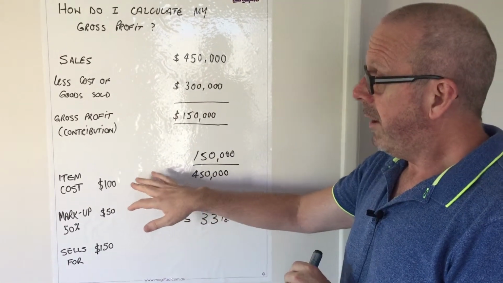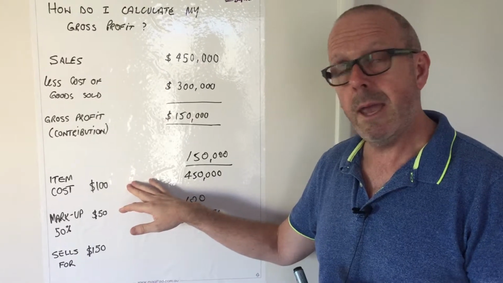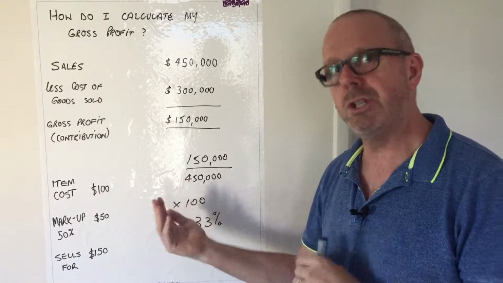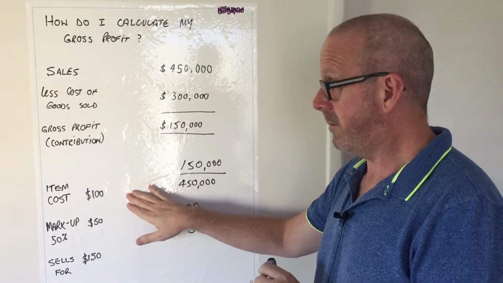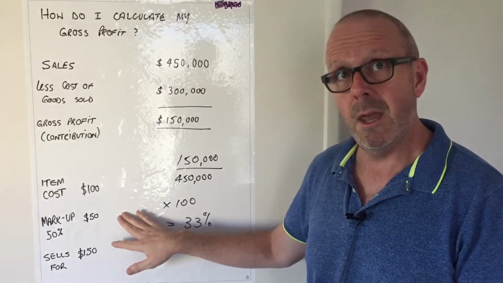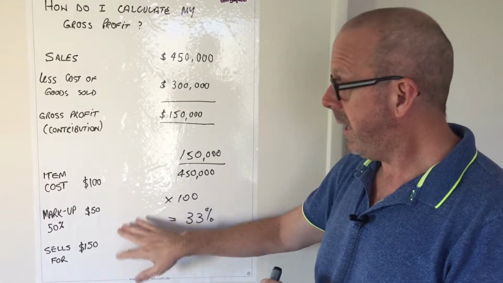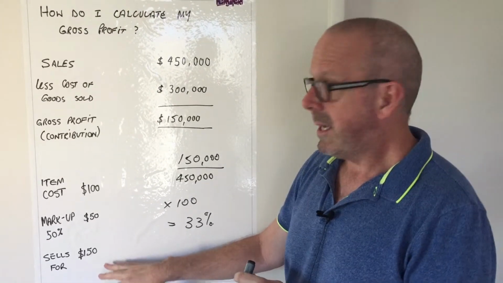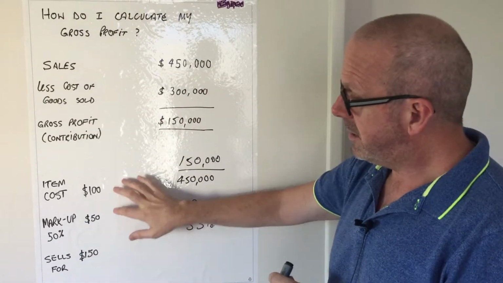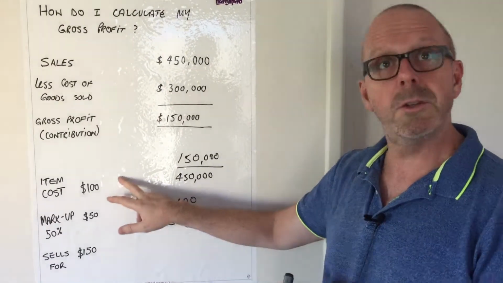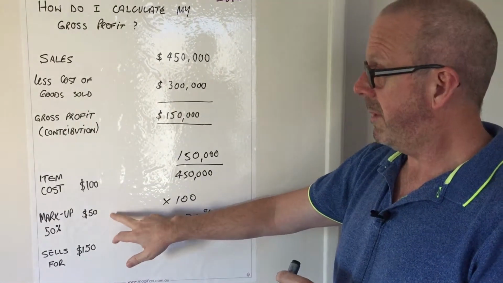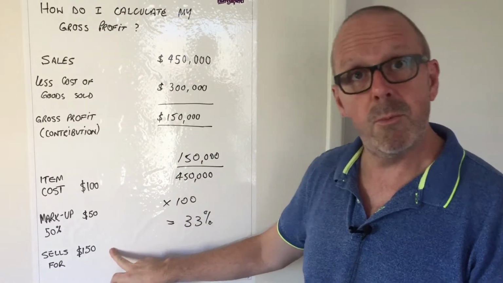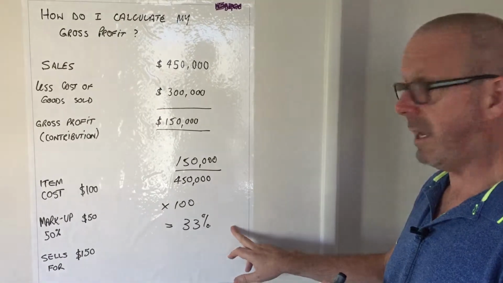So an item that might cost $100 to buy, and you might make a decision to mark it up by 50%. So markup and margin are two different things. So an item that costs $100 to buy and you mark it up by 50%, you're marking that item up by $50 obviously. It sells for $150. Yet when we take this calculation from these numbers, an item that sells for $150 and costs me $100 gives me a gross profit of $50. $50 as a percentage of the sell price of $150 is 33%.